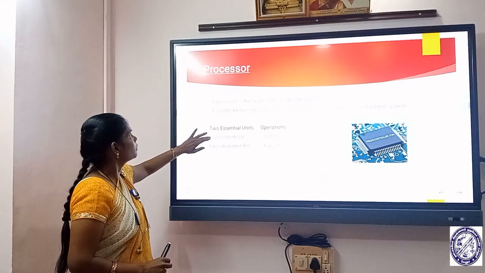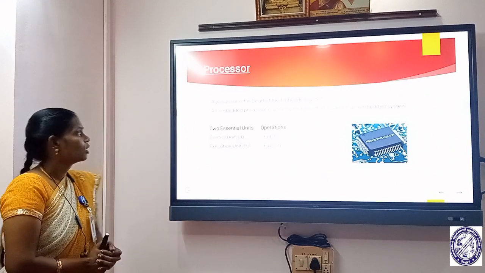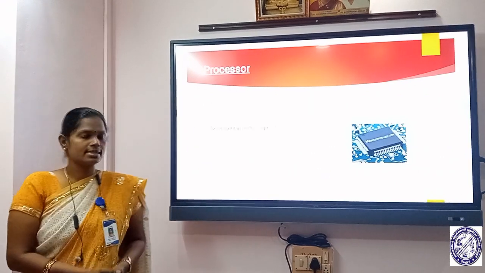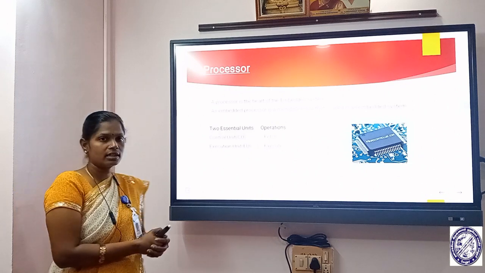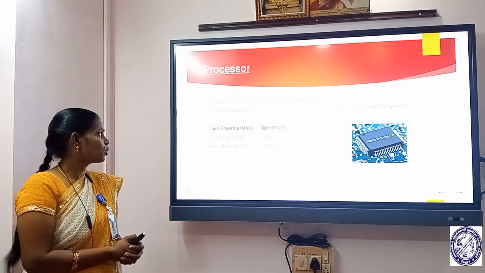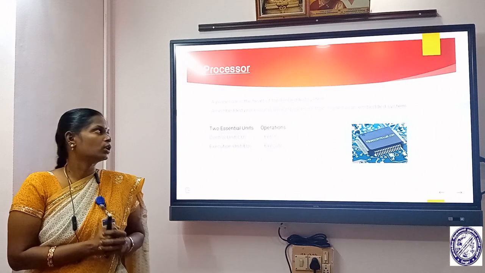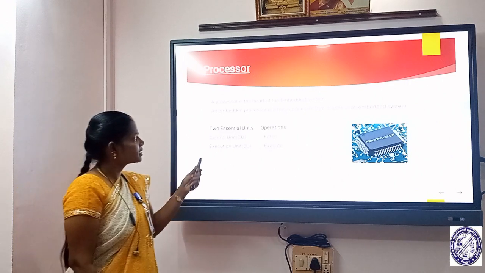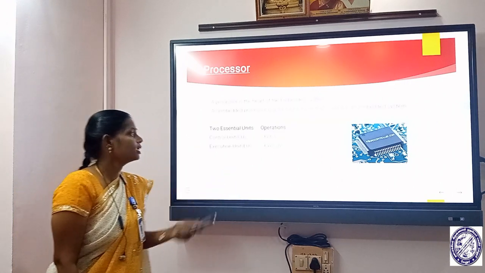In an embedded device, we are using a processor. So what is a processor? A processor is the heart of an embedded system. Without the processor, the embedded system will not work. An embedded processor is a microprocessor that is used in the embedded system.